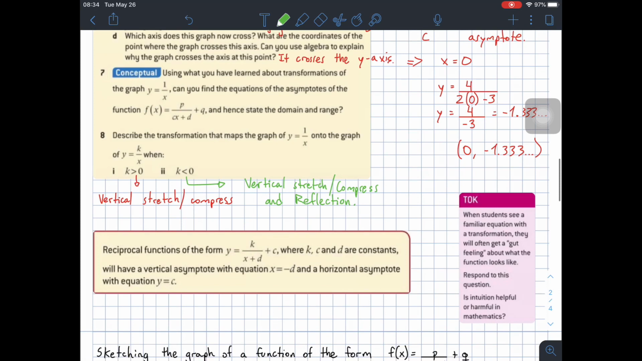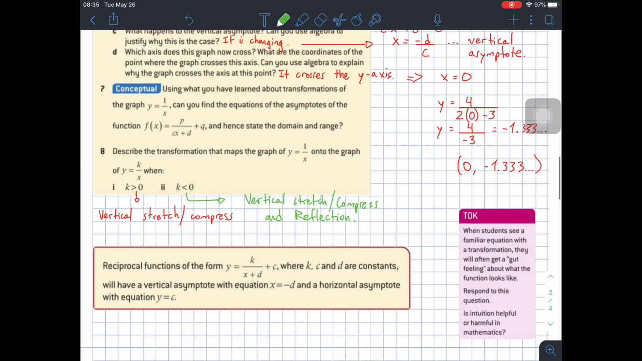So here's a TOK question to think about. It says, when students see a familiar equation with a transformation, they will often get a gut feeling about what the function looks like. Respond to this question. Is intuition helpful or harmful in mathematics? Okay, so that's something just to think about.